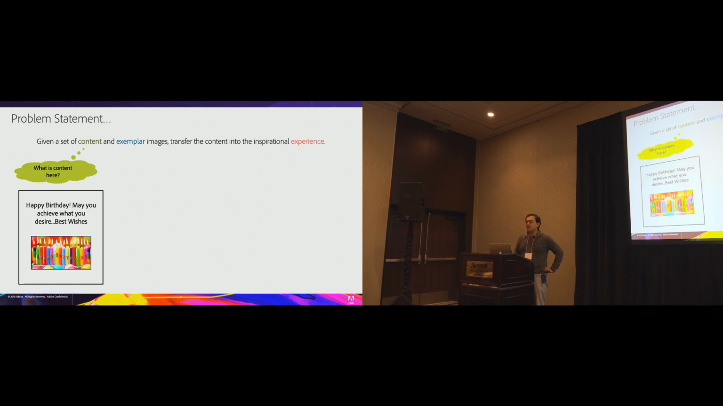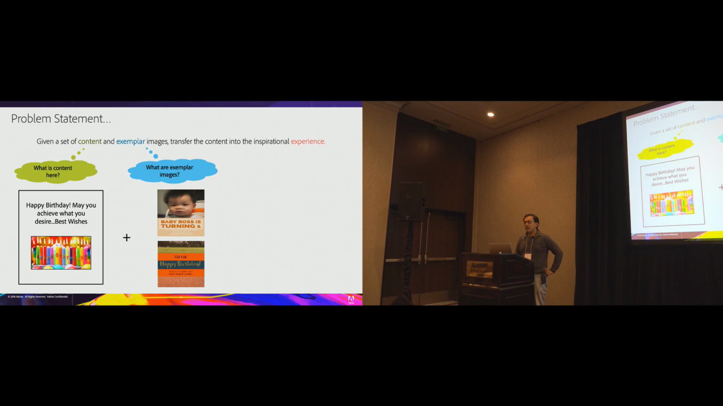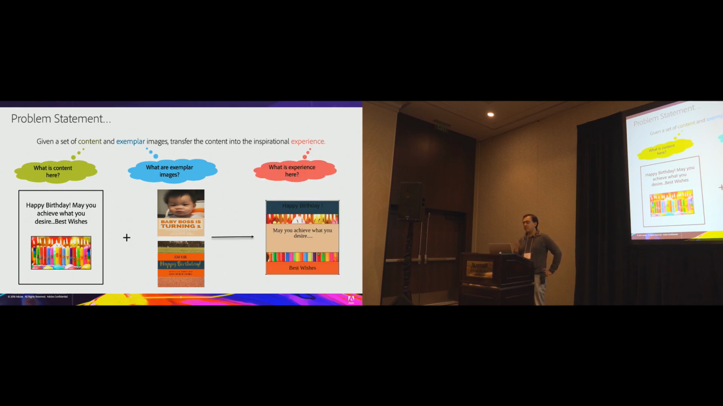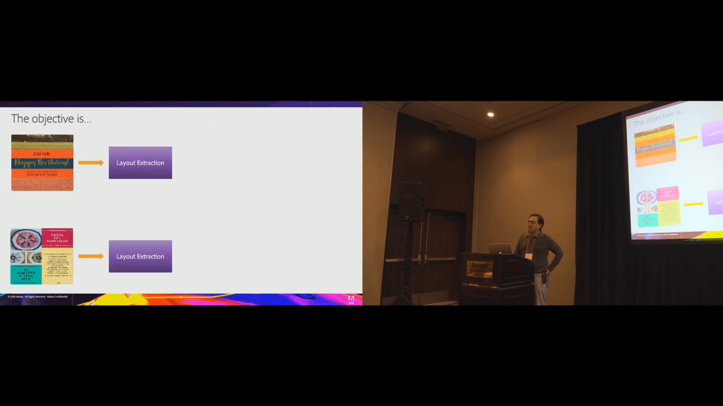So what is the content here? Say the content is some messages that you might want to put into the experience, the banner, and that is what we call content. The exemplar images are the example banners or example designs that you want to use. The final output is something that uses the design components and puts your content into that banner.